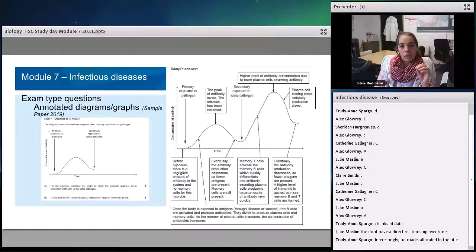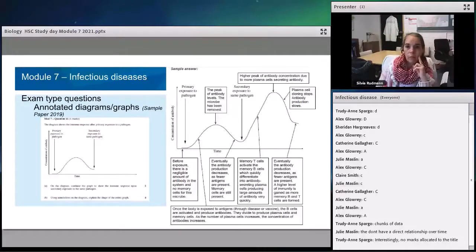So they said continue the graph to show the immune response upon new exposure to the same pathogen, right? So what's happening? You can see primary exposure, secondary exposure to the pathogen. Here you have to have a very good understanding of the immune response. And you can see in the model answer how the teachers who wrote this make inferences of how the memory T cells work and how all this is happening, right?